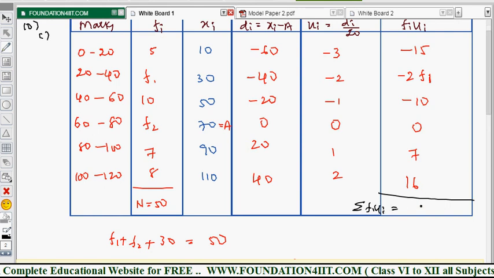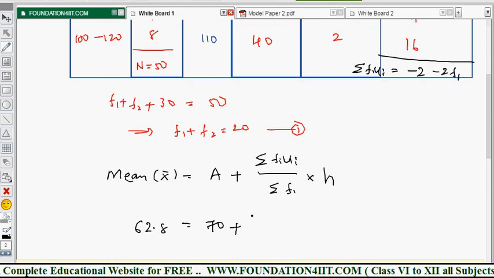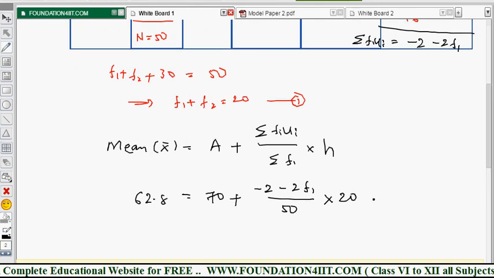So by adding all this, minus 2 f1, minus 15 minus 10 is minus 25, and here 16 plus 7. Positive numbers add, negative numbers add, so minus 2 f1, okay. Minus 25 plus 23, so minus 2 f1. Just substitute this in the formula. So minus 2 f1 by sigma f, whose value is already 50 according to the question, and the class difference is 20 here. So class size is 20.